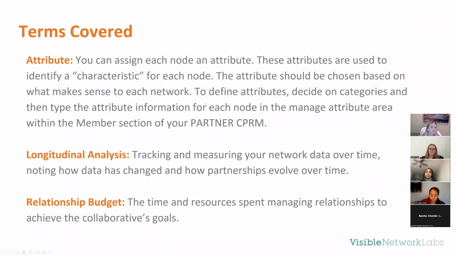Okay, so the key terms we covered through this scenario: attributes. You can assign each node an attribute. These attributes are used to identify a characteristic for each node. So in that last example, we had added in a notes attribute, so you can go back and add in notes from a particular meeting, and also a level of commitment attribute that we put for the different organizations if you are doing a new initiative.